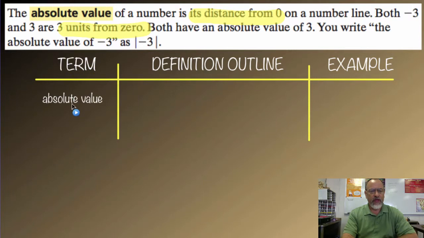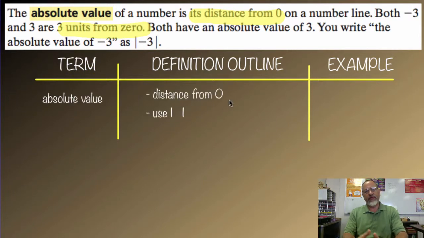The absolute value is the distance from 0 that the number is on the number line. And we use these two vertical bars to indicate the absolute value. So then what's inside is what we're trying to figure out: how far is that away from 0? An example of that would be the absolute value of 8. Notice the English phrase, the absolute value of 8, and notice the mathematical phrase written with two vertical bars and the number 8 on the inside.